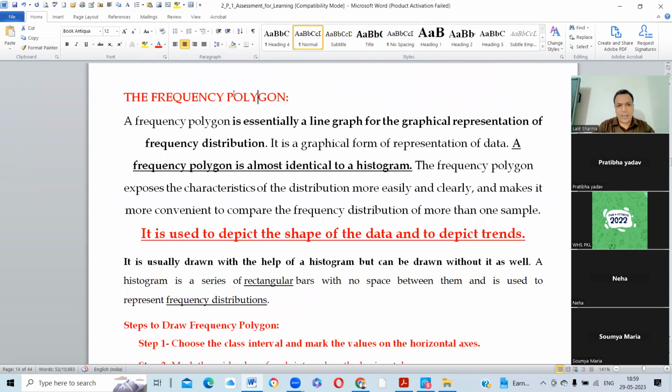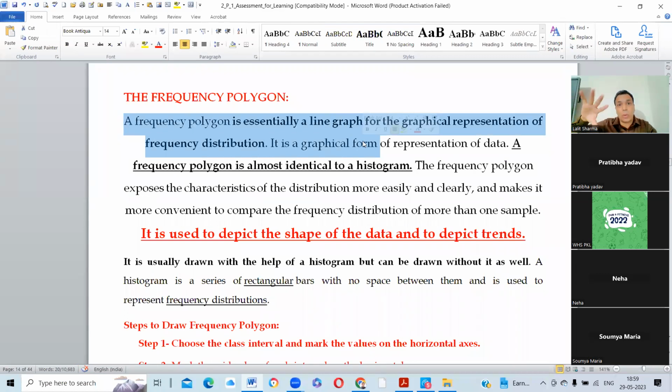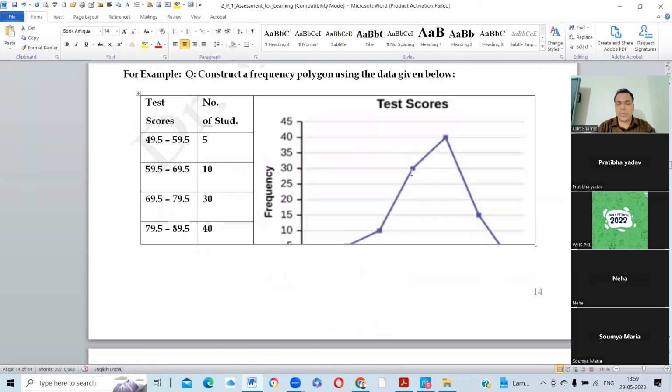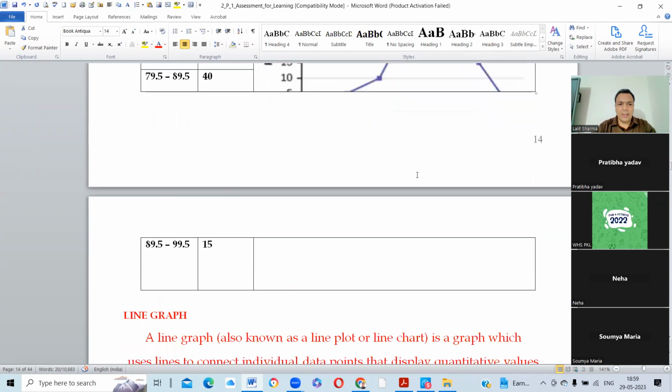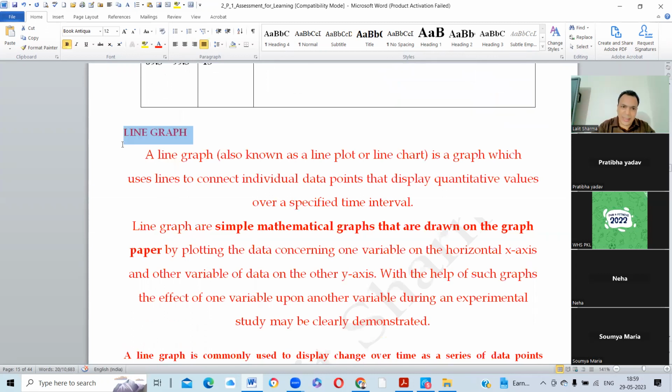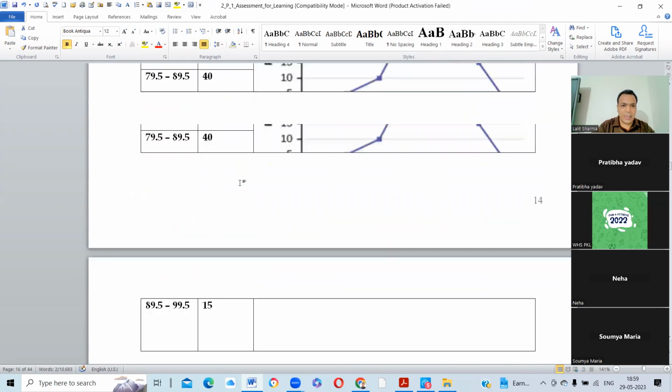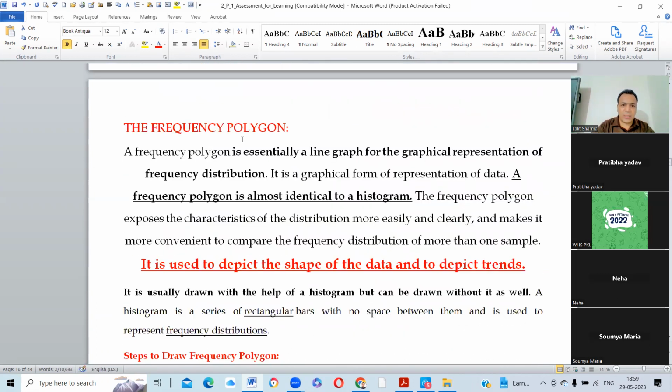Next, one more I have explained: frequency polygon. You can learn any one. Frequency polygon is basically a line graph which talks about trends, where the trend is going. You can see that, look at this, test scores. And lastly the line graph. This is talking about the trend. This is talking about the trend. And frequency polygon.